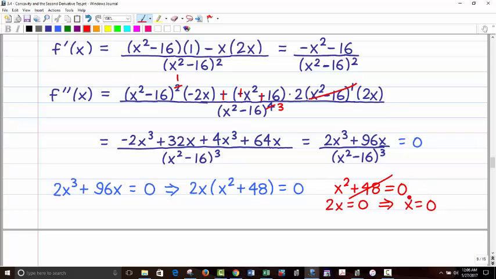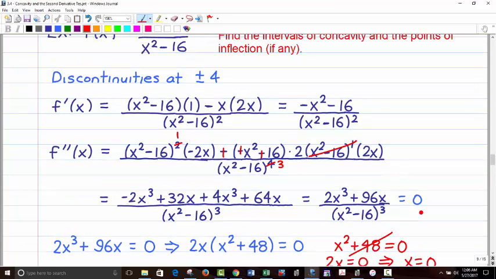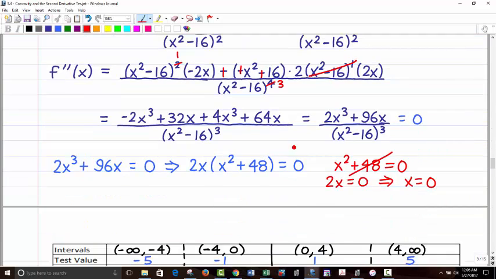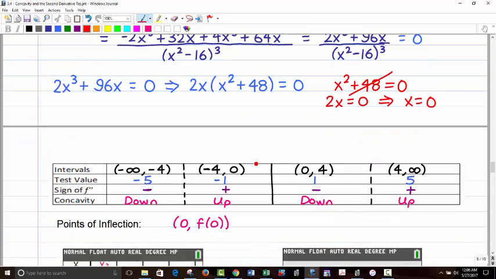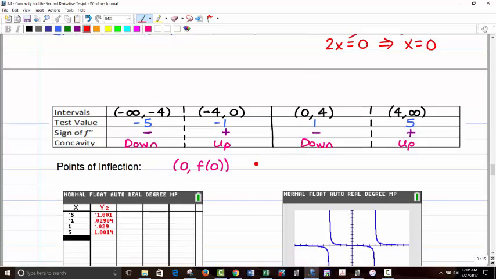Factor out a 2x. Now x squared plus 48 equals 0 will not produce any real solutions because you'll get x squared equals negative 48. But 2x equals 0 does. That produces 0. So now our graph will have 2 discontinuities, plus and minus 4, but now we have a value at 0, a possible inflection point. And we'll see if it turns out to be one or not.